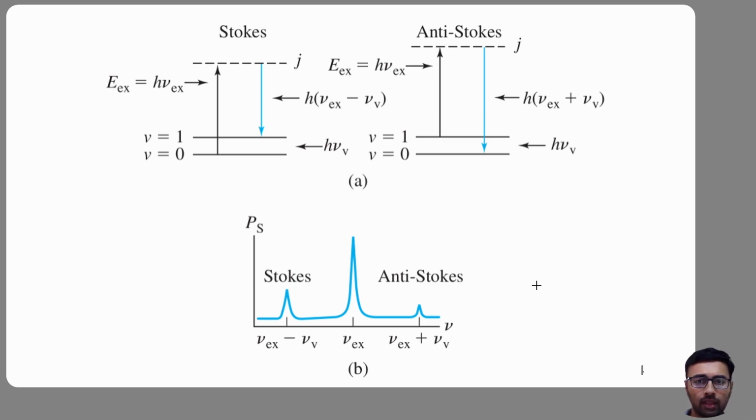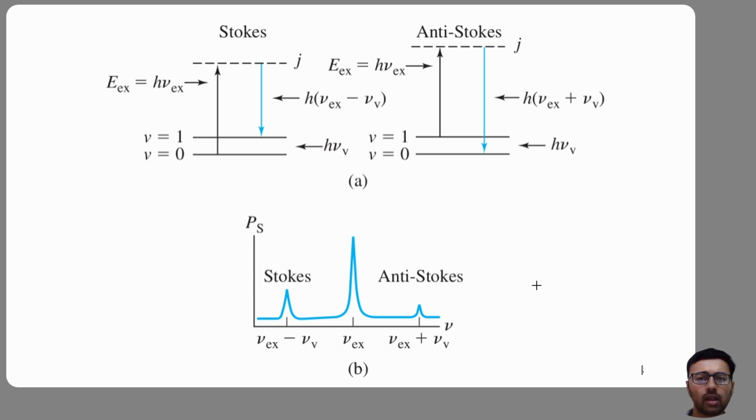Now let us examine the more interesting case. Suppose the molecule begins in ν = 0, enters the virtual state, but relaxes into ν = 1. The molecule gains vibrational energy. That energy must come from the photon. So the scattered photon loses energy. Lower photon energy means lower frequency and longer wavelength. This produces the Stokes lines.